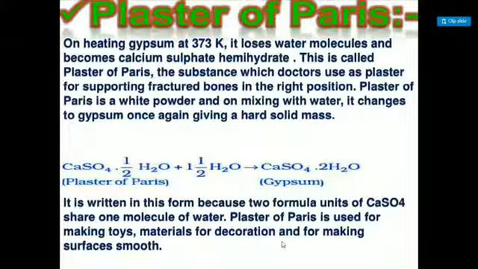Another compound is plaster of Paris. On heating gypsum at 373 Kelvin, it loses water molecules and becomes calcium sulfate hemihydrate. The formula is CaSO4.½H2O. Adding 1.5H2O, CaSO4.2H2O, gypsum, is formed, and if you just reverse the reaction, you will get plaster of Paris.